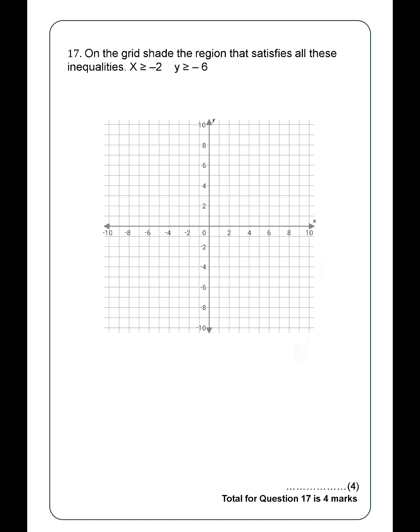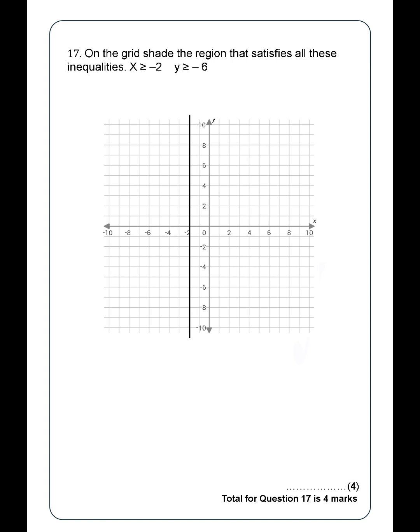Question 17. On the grid, shade the region that satisfies all these inequalities. x is greater than or equal to minus 2. y is greater than or equal to minus 6. This topic is regions or inequalities on graphs. Now, when x is greater than or equal to minus 2, we draw a solid line. If the inequality sign is greater than or less than, we draw a dashed line. So that's an important difference when drawing regions.